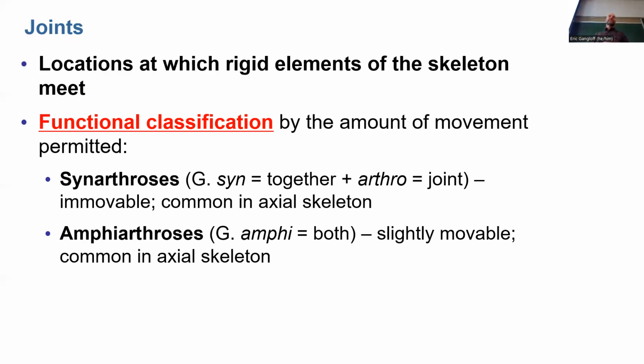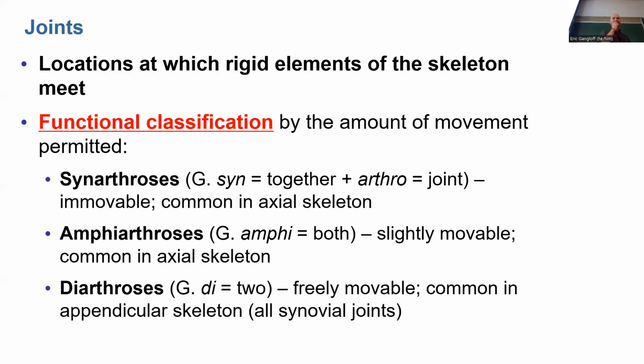Amphiarthritic joints or amphiarthroses are joints that are slightly movable. Let's think of an example here: the joints between your ribs and your sternum. There's a little bit of motion there, but they're not super flexible. We see some more examples of those in the axial skeleton as well.